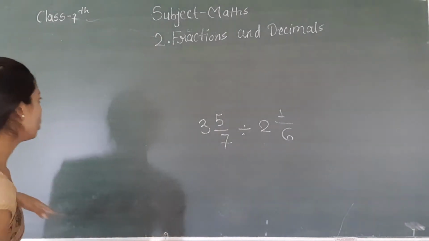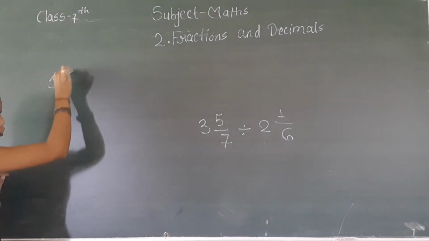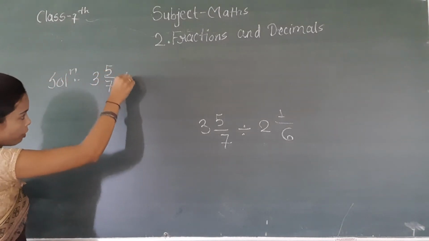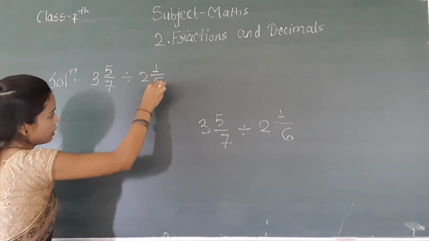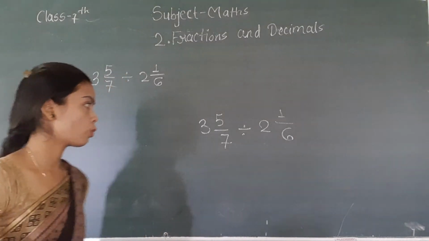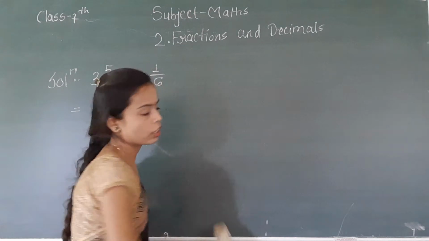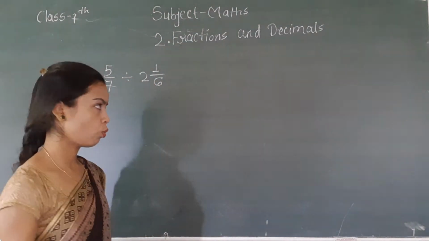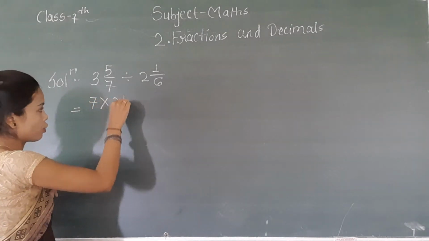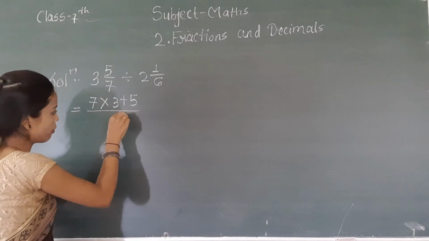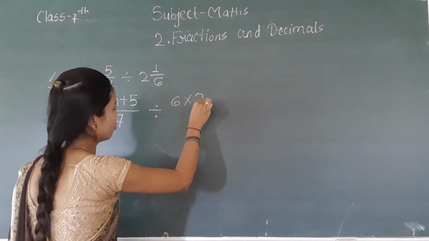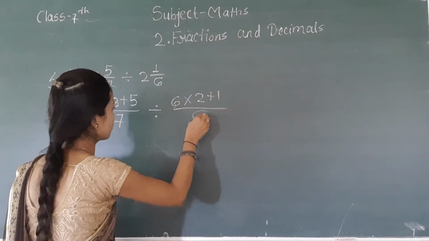So, if you have to solve, you will write the solution as solution 3 5 upon 7 divided by 2 1 upon 6. So, your solution is first you convert this mixed fraction into an improper fraction. You will convert your mixed fractions into improper fractions. So, what will be your answer? Your answer is 7 into 3 plus 5 and in the denominator it's 7 divided by 6 into 2 plus 1 and in the denominator it's 6.